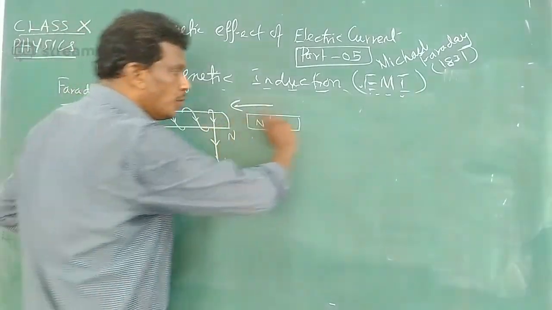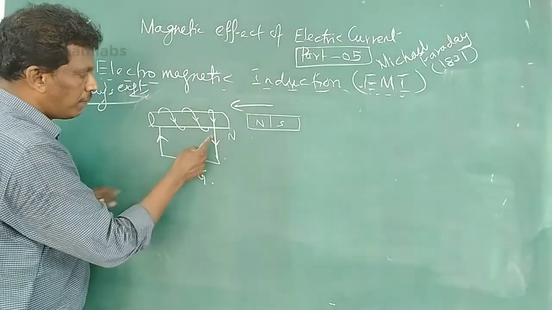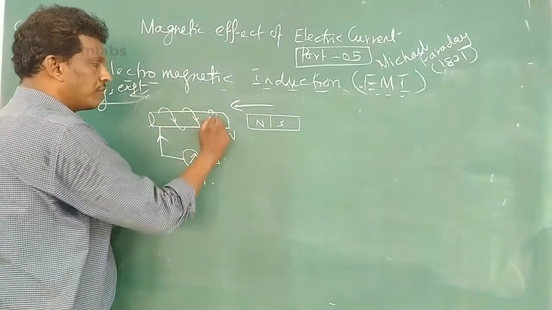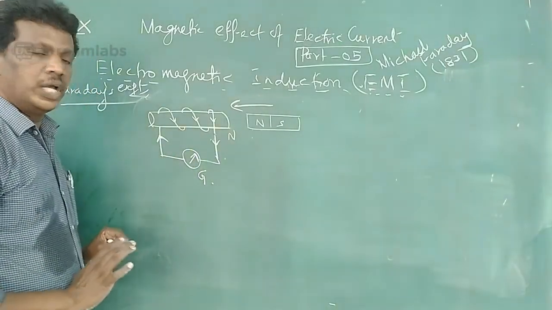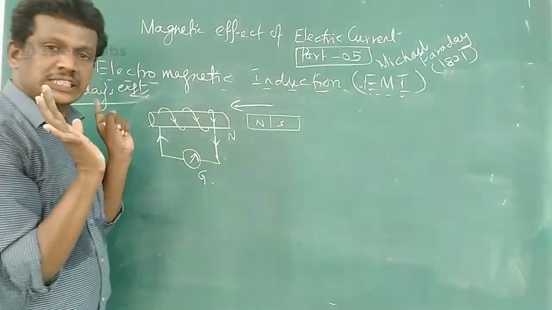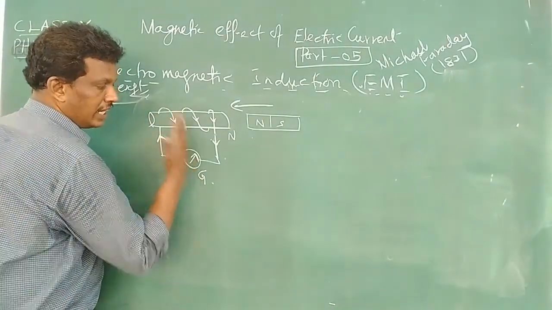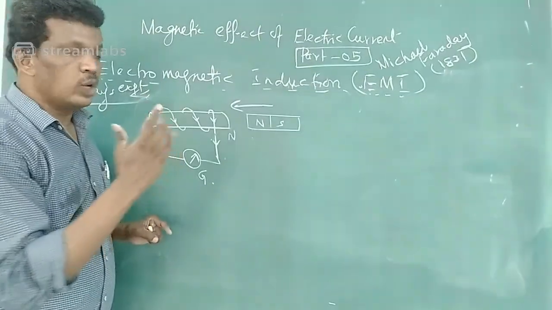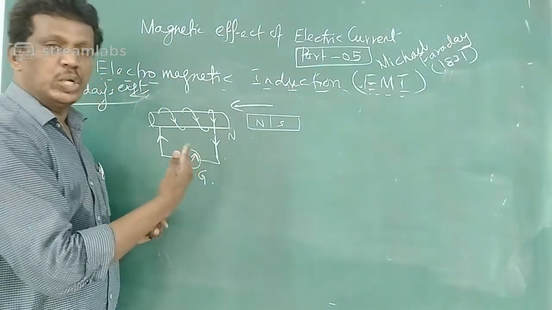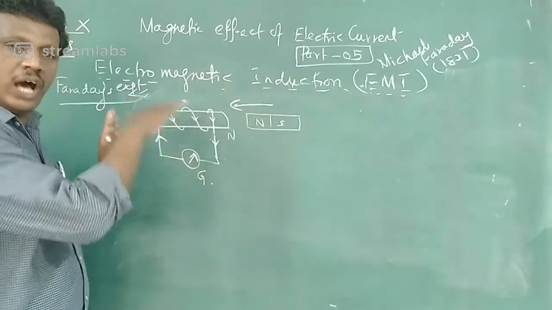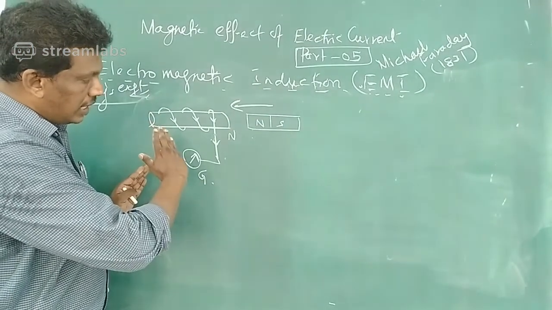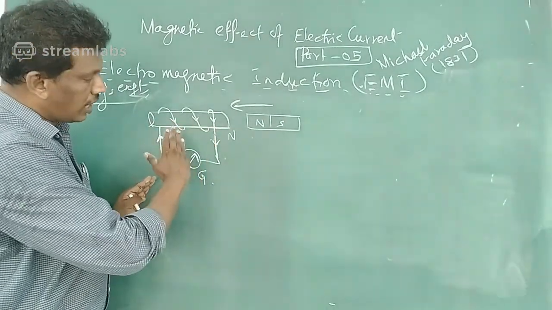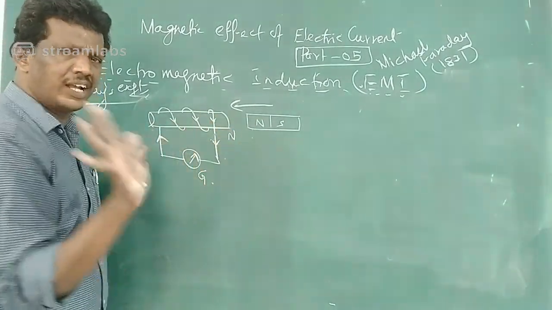Suppose it is moved away, what will happen? Reverse. The current will enter from here and leave here. Then the deflection will be, suppose, on the left side. Suppose these two are at rest, then the needle will be exactly at the center. In the galvanometer, the center point is zero. On both sides you have the reading, suppose 30 divisions here, 30 divisions there. When the current is less, you get fewer divisions. When the current is more, more deflection. That you already know.